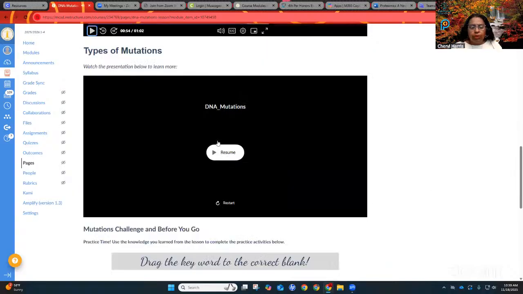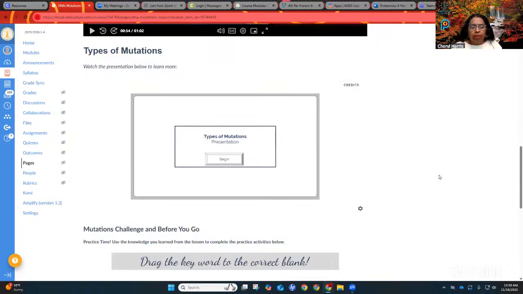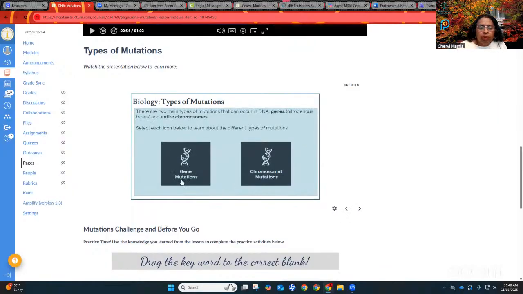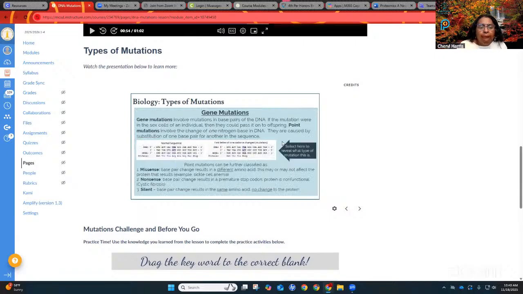So there are different types of mutations. This one just went through what the slideshow showed you. The video talked about gene mutations and chromosomal mutations. We're just going to talk about gene mutations today, and we're going to do a worksheet that goes through how we get gene mutations. So do read these over.